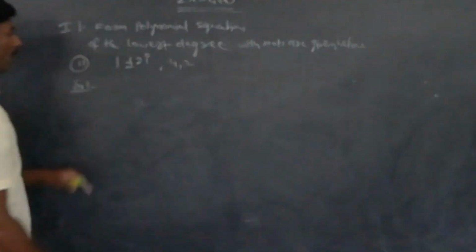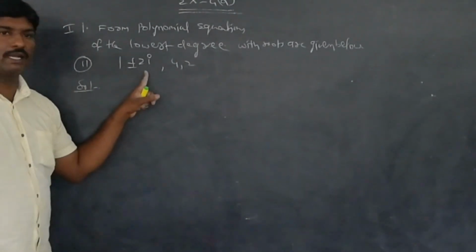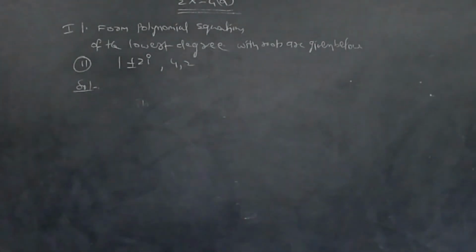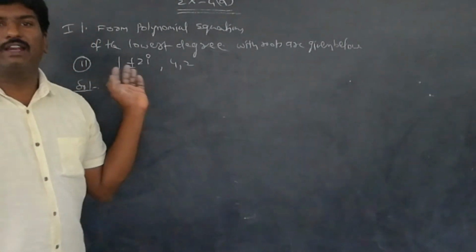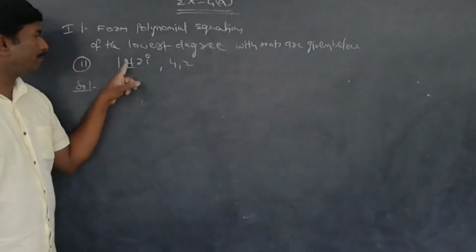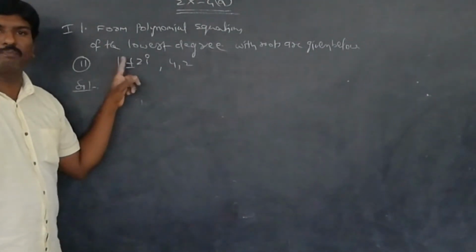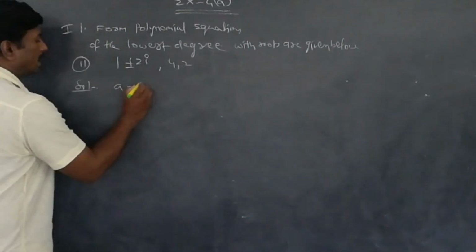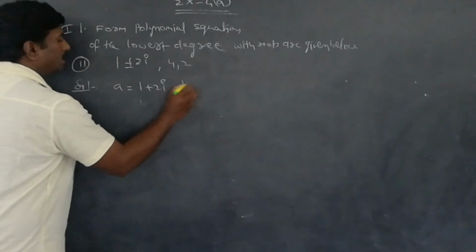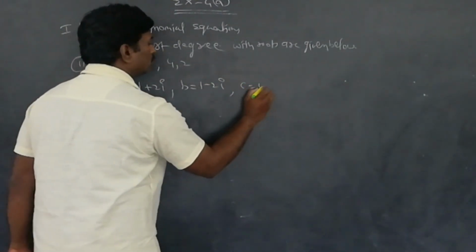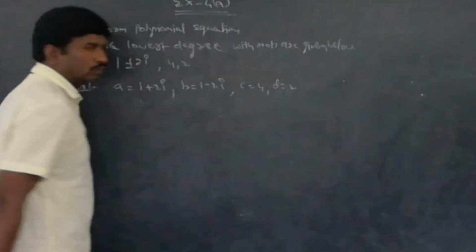Is there any small problem? The roots are 1 plus or minus 2i, 4, 2. So tell me, how many roots are given here? Clearly we have 4 roots. Two of them are conjugate roots: 1 plus or minus 2i, that means 1 plus 2i and 1 minus 2i. So I am taking the first root as 1 plus 2i, the second root as 1 minus 2i, the third root as 4, and the fourth root as 2.